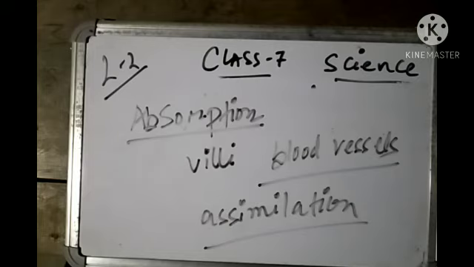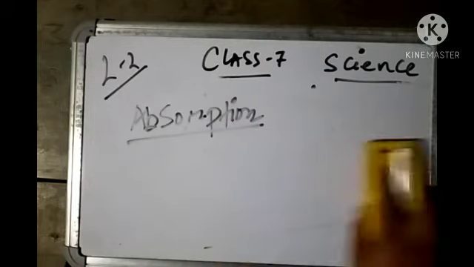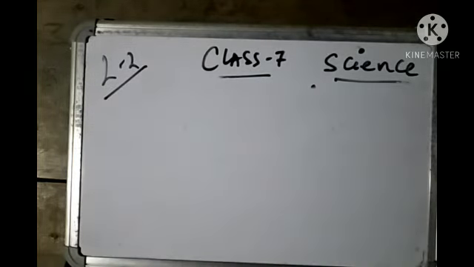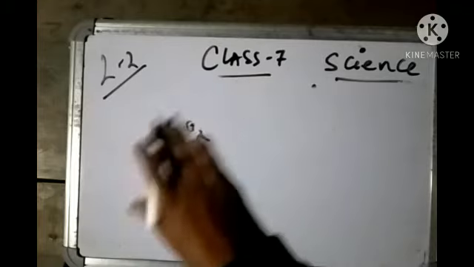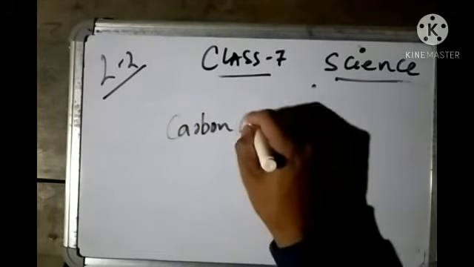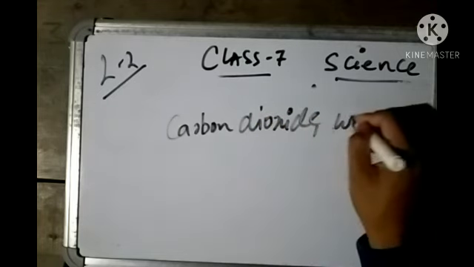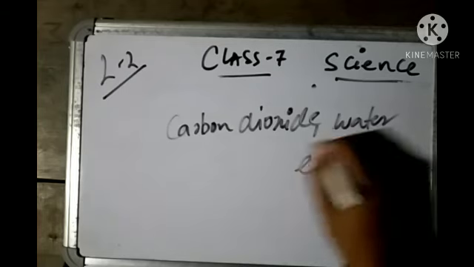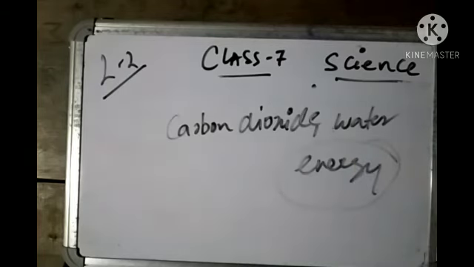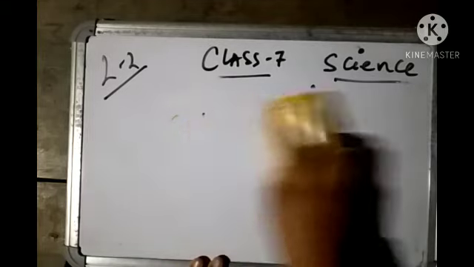In the cells, for example, glucose carried by the blood breaks down with the help of oxygen into carbon dioxide, water, and energy. So after carbohydrates are digested into glucose, absorption and assimilation take place. In the cells, glucose breaks down with the help of oxygen, producing carbon dioxide, water, and energy. This energy is used by the body.